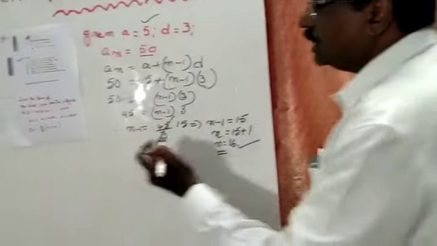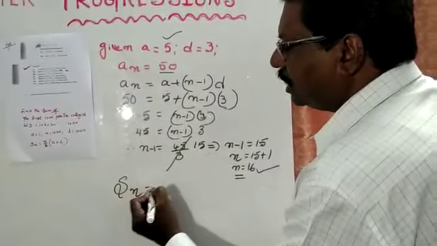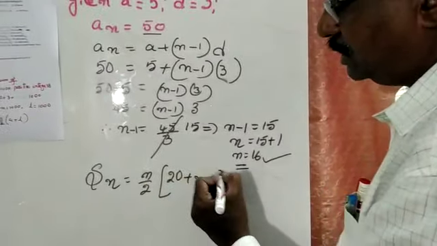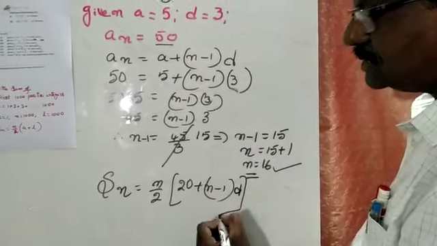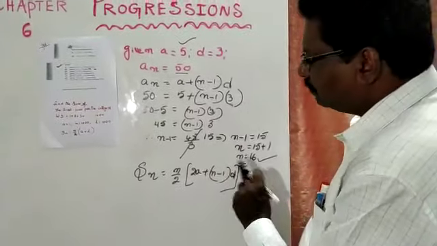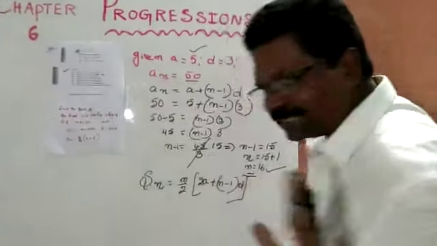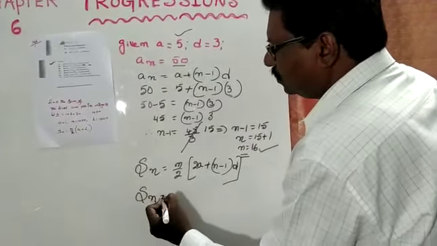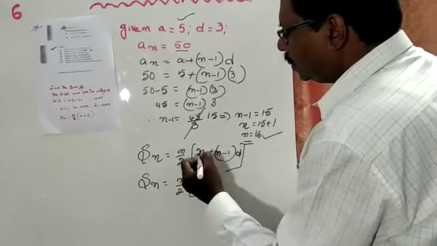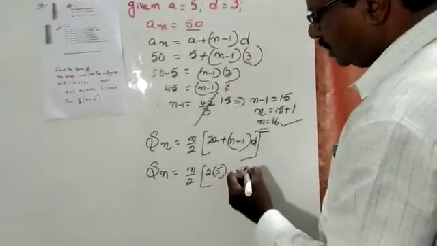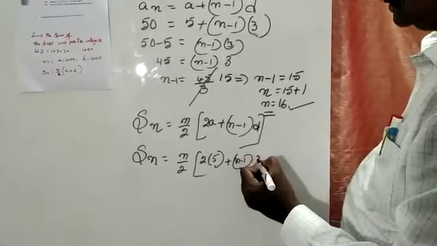What he asked here is to find SN. You write the formula, SN is equal to N by 2 of 2A plus N minus 1 into D. This is the SN formula. So here, he asked only to find SN. You don't put the 16. SN we have to find. So SN is equal to N by 2 of 2 times A, A means how much? 5. 2 of 5 plus N minus 1 into D, D means how much? 3.